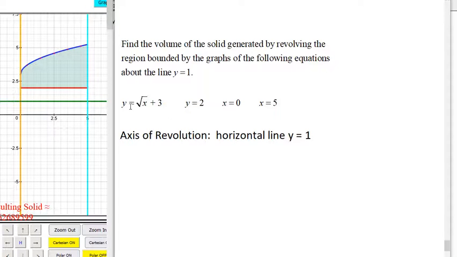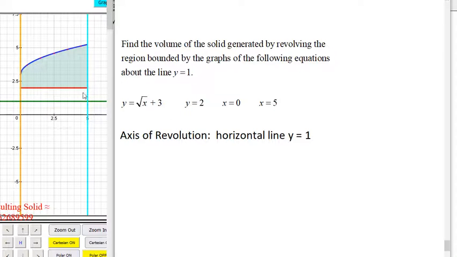So we have this region bounded by these graphs right here, and we want to revolve it about the horizontal line y equal to 1, and then find the volume of the solid of revolution. So this is what the graph looks like. This is the graph y equal to the square root of x plus 3.